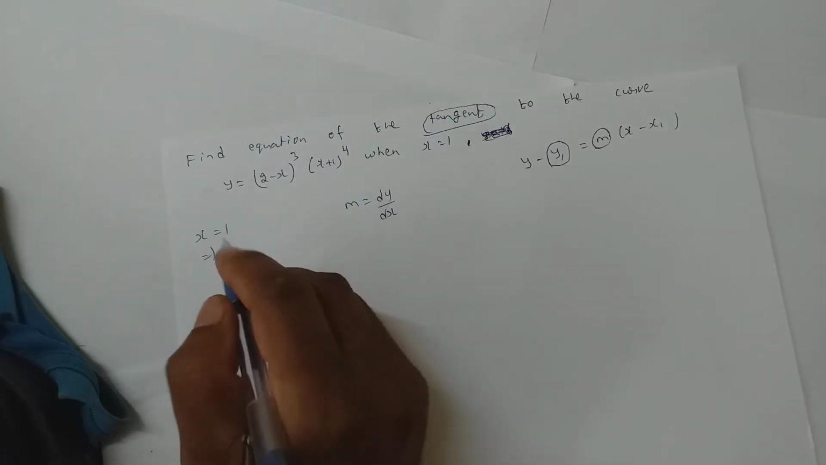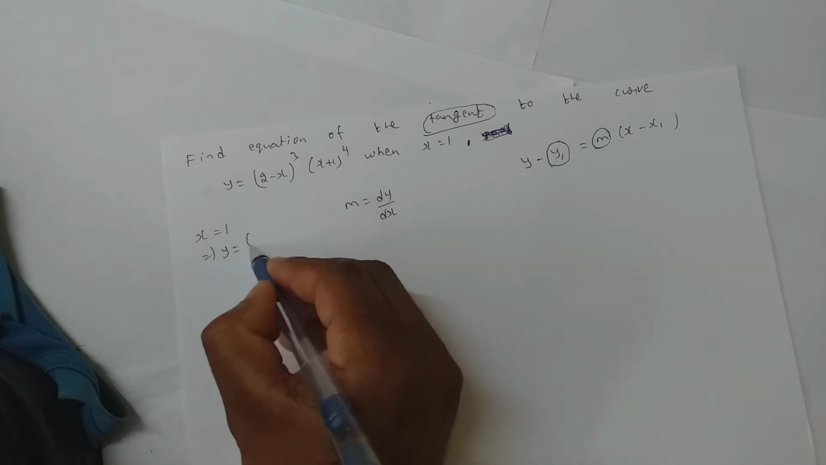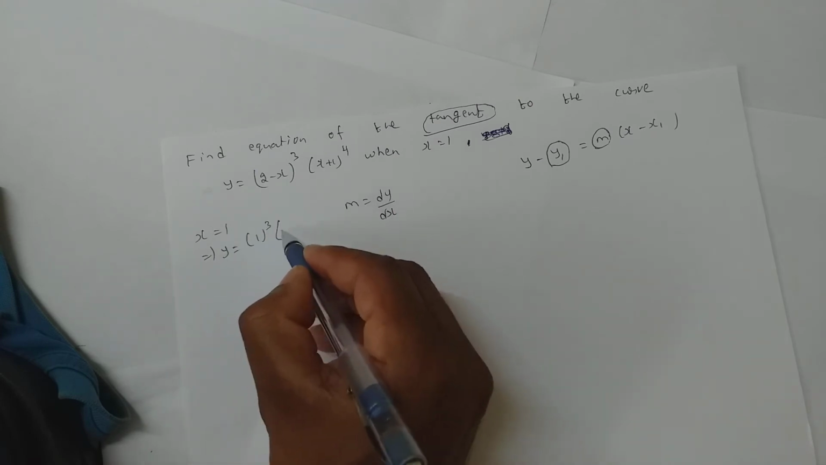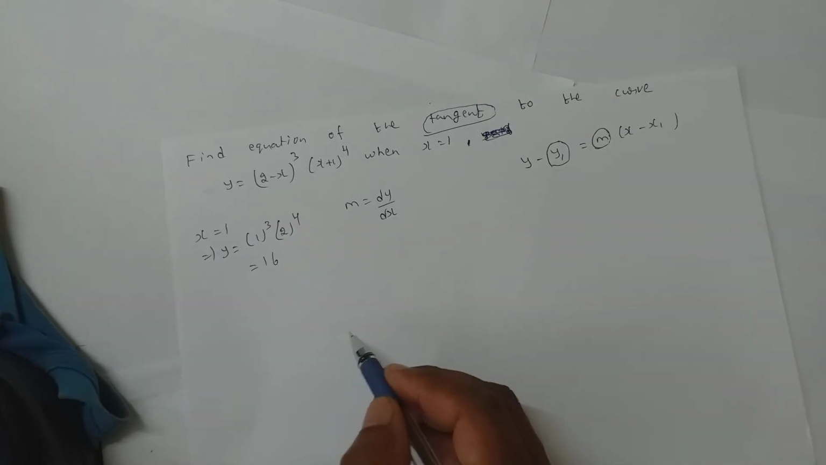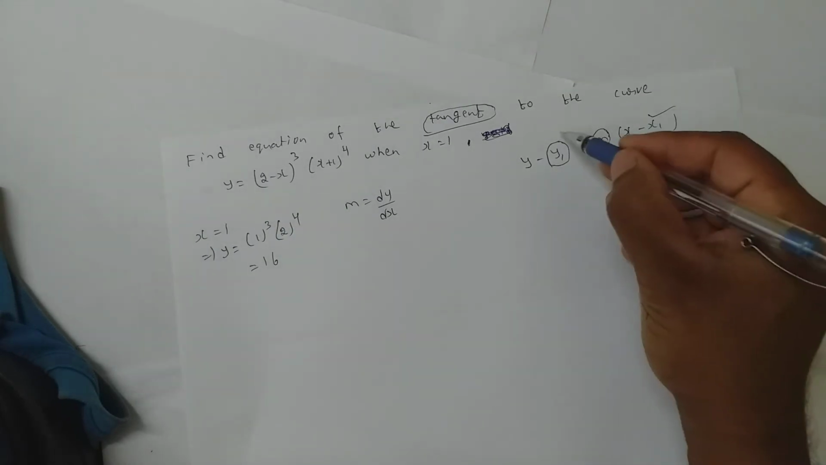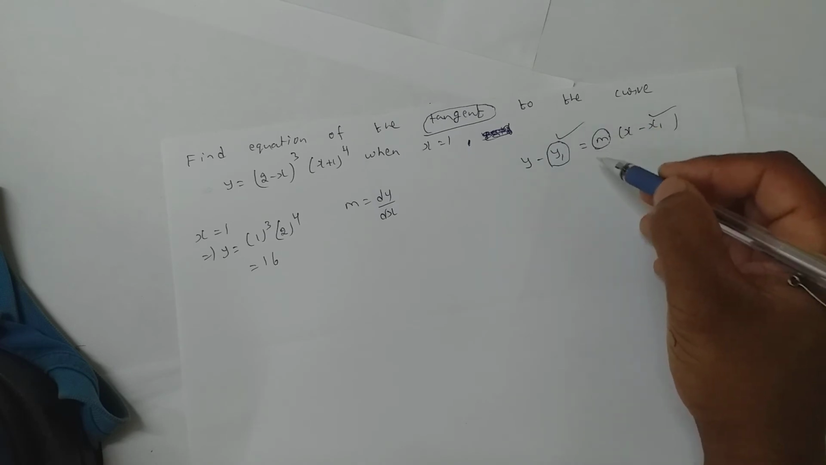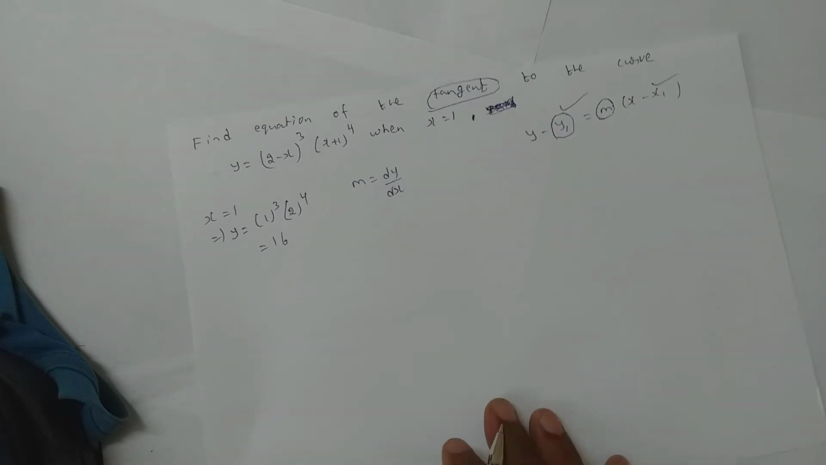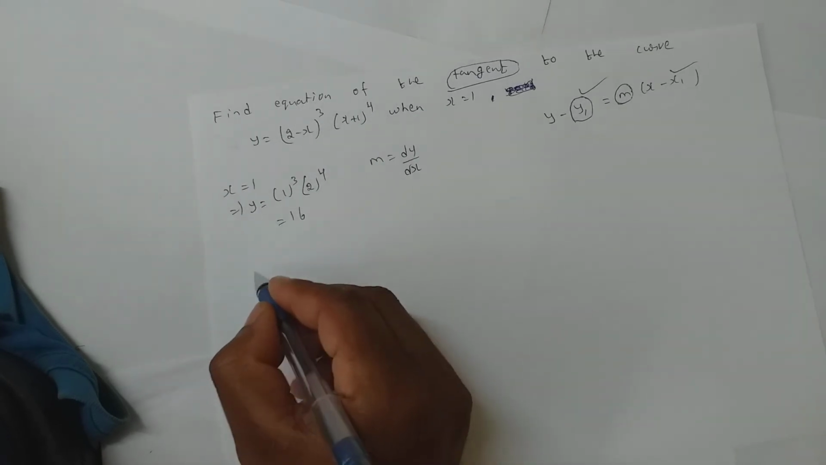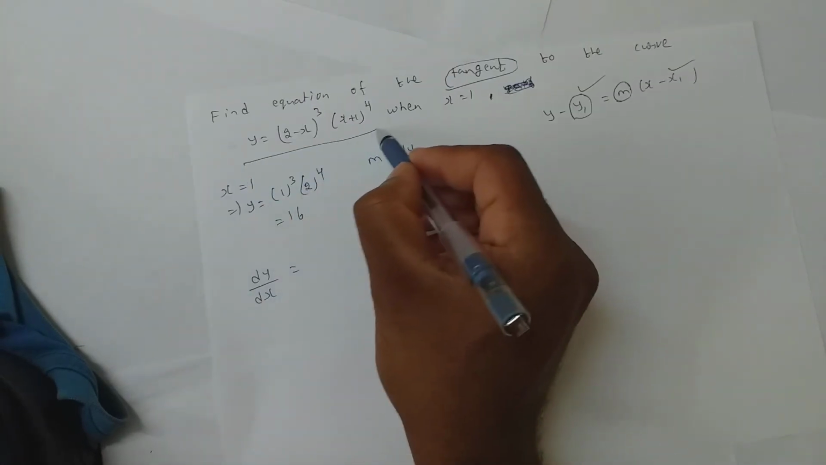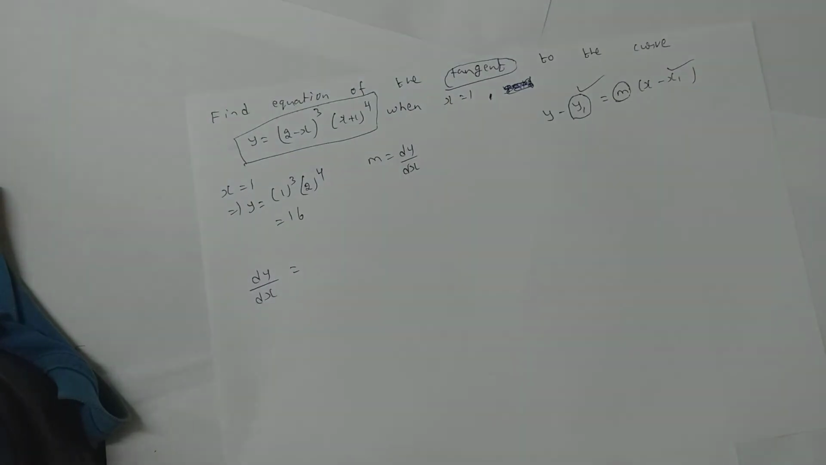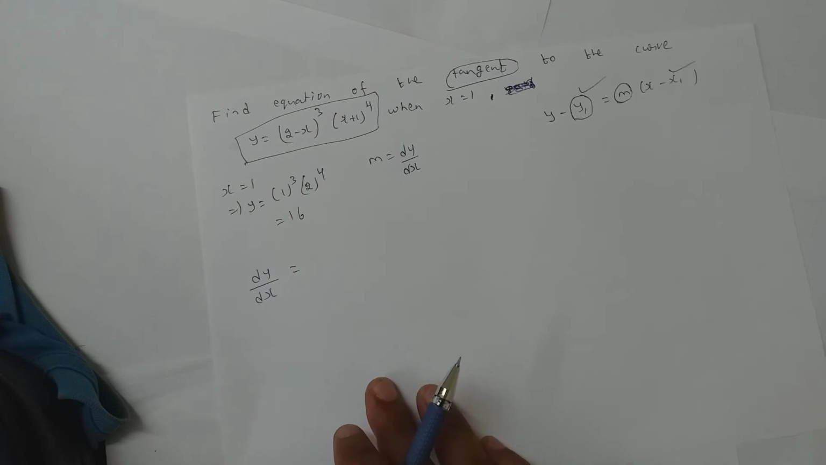If I replace x by 1, how much will I get? The y value: (2 minus 1) power 3, (1 plus 1), 2 power 4, which is 16. I have x1, y1. If I get m, I can get the equation of the tangent. m is nothing but dy by dx. That means I need to differentiate this. Directly I cannot differentiate it. I need to use product rule.